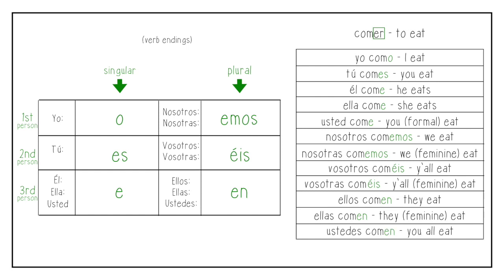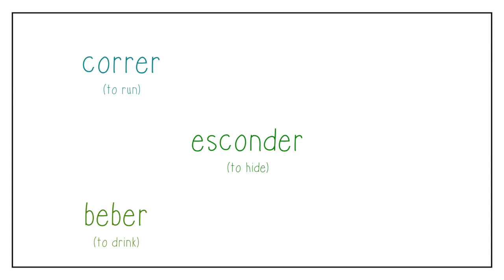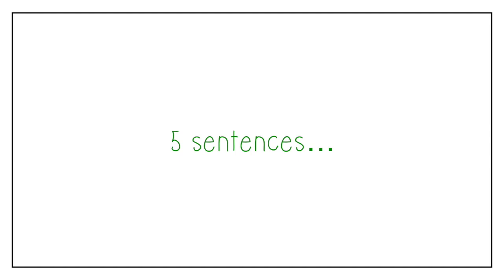You would use the same method to conjugate any regular ER verb, such as correr, to run, beber, to drink, esconder, to hide, vender, to sell, and leer, to read. Now let's check out 5 sentences that will help us understand how to use regular ER verb conjugations.